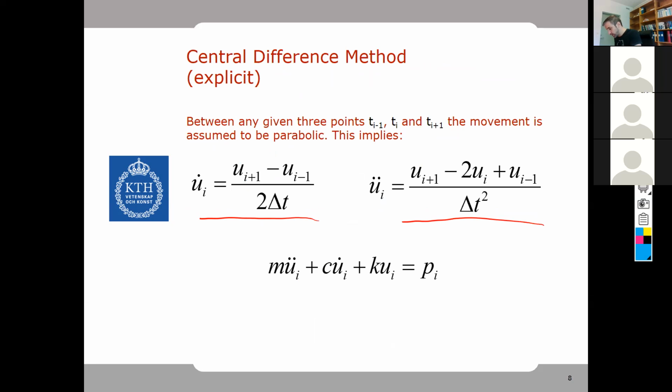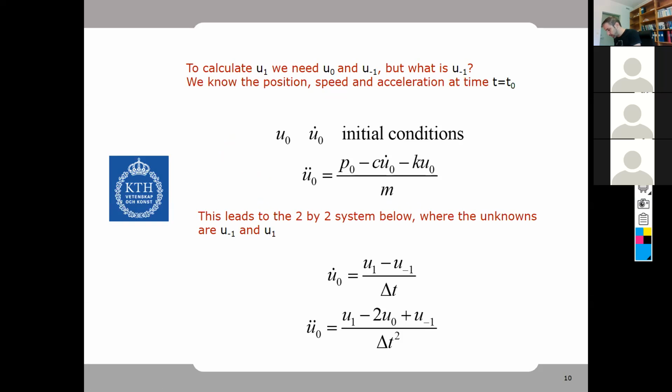We use these two approximations. We use them again here and here. Here and here. Okay. And they would give us this fictitious value of U minus 1. Because again, as you can see, now we have two unknowns here.